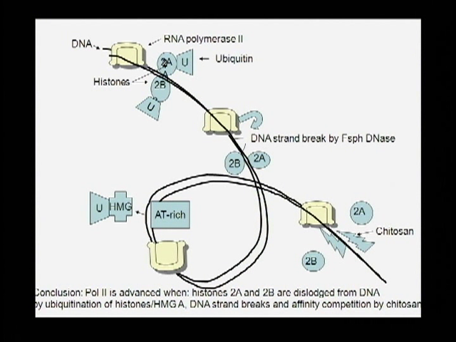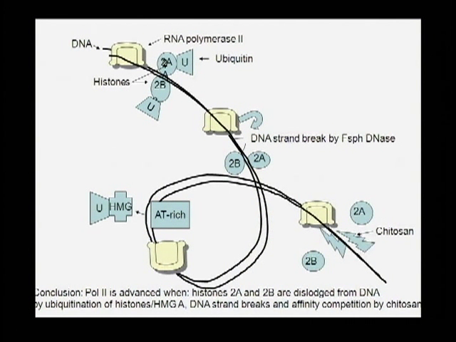Down you go a little further, and you see there's a break that can occur with the fungus DNase. And as you go a little further, you can see ubiquitin is also pulling off a transcription factor called high mobility group protein. And then finally, chitosan is able to compete with the histones directly.